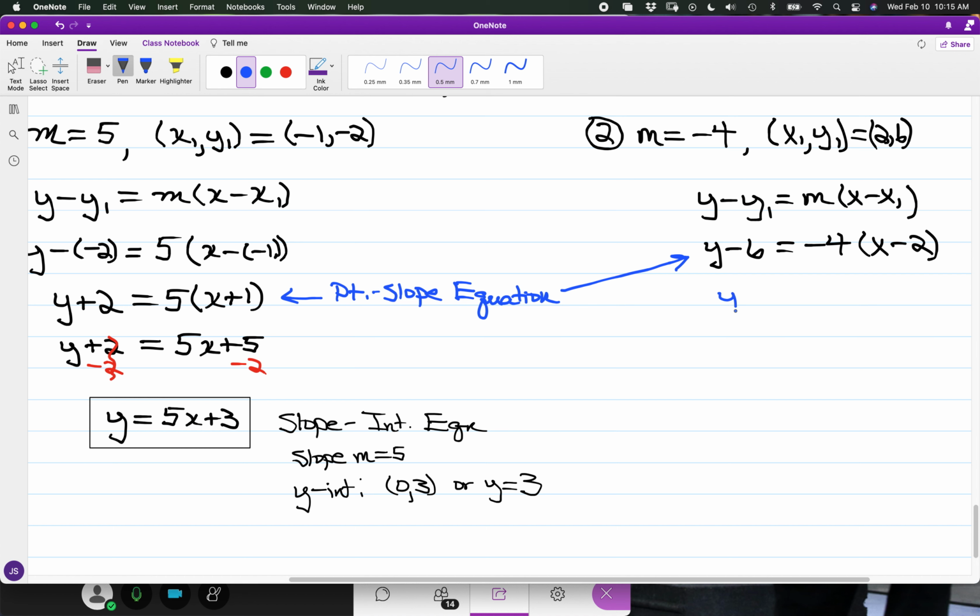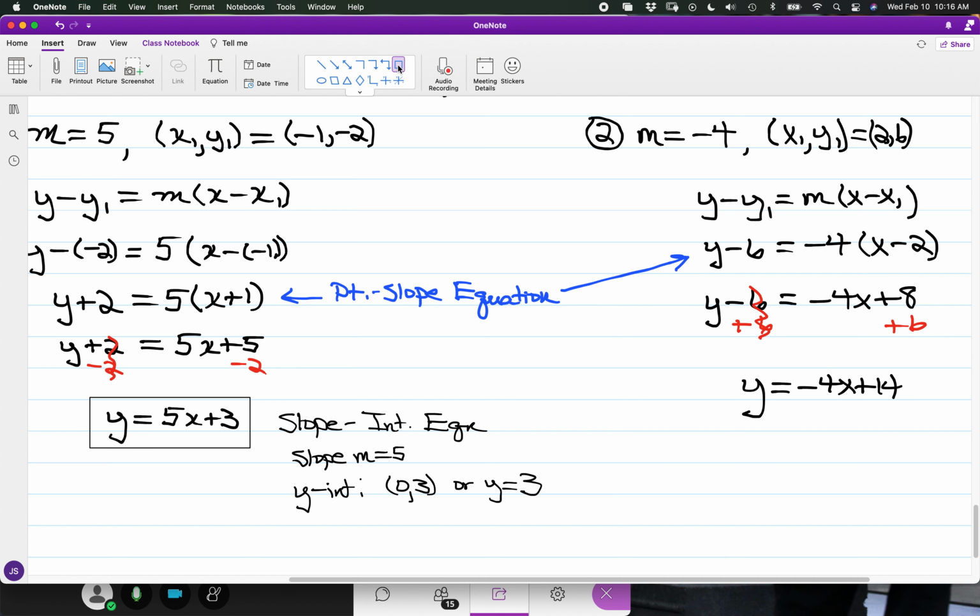Now, in looking for the slope-intercept equation, y minus 6 is equal to negative 4x plus 8. And in isolating y, upon adding 6 to both sides, we're going to have that y is equal to minus 4x plus 14, and this outcome is going to be the slope-intercept equation.